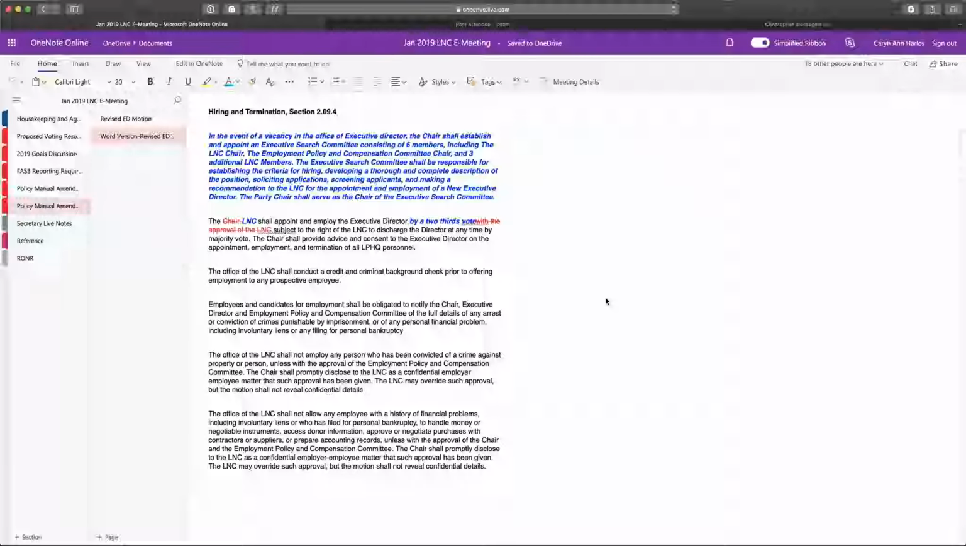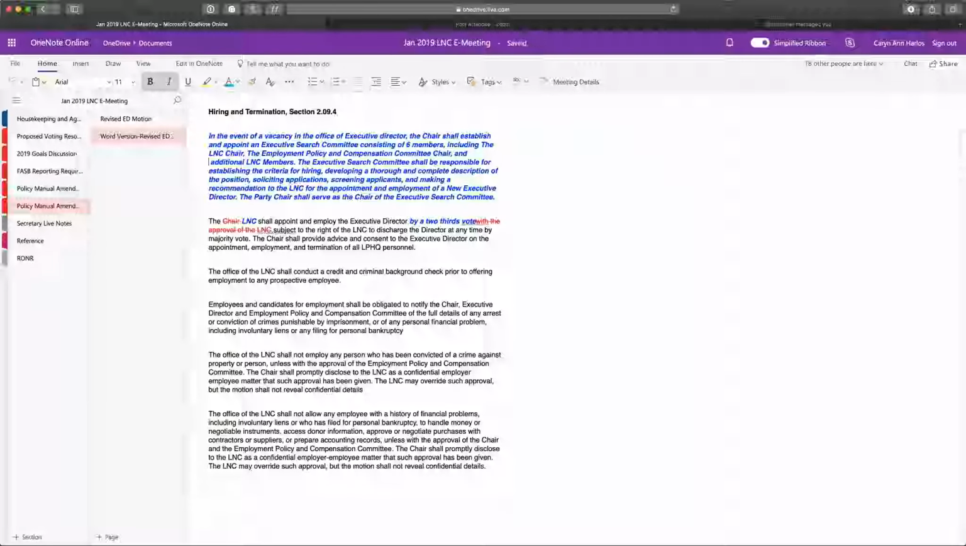The intent was to have the chair, the LNC chair, the Employment Policy and Compensation Committee chair, and an additional 4 LNC members for a total of 6 on the search committee. Okay. So that was a mistake on my part. So 6 is the intent, and if there's no objection, just moving quickly, it would be LNC chair, EPCC chair, and 4 additional LNC members. Is that correct?